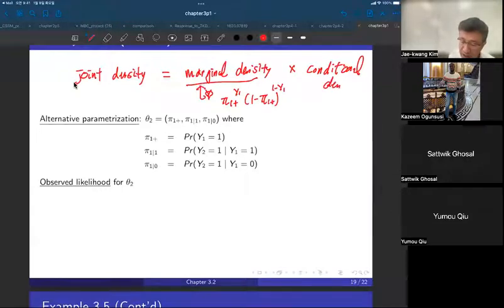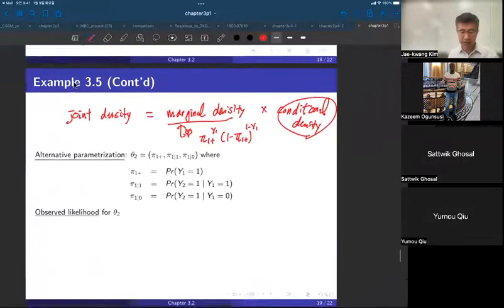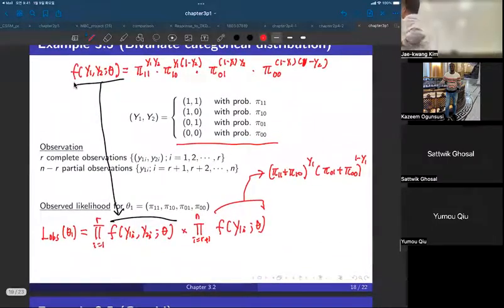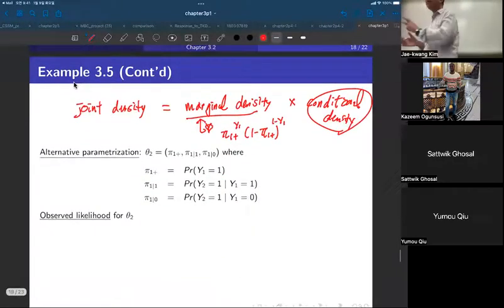Conditional density. Okay, here's a question I can ask you. So here, in this solution, how many parameters do we have? 3, right? Because the probabilities should add up to 1. So the degrees of freedom we have is 3 only, right? That means if we want to make a one-to-one parameterization, the other parameterization should also have 3 parameters.